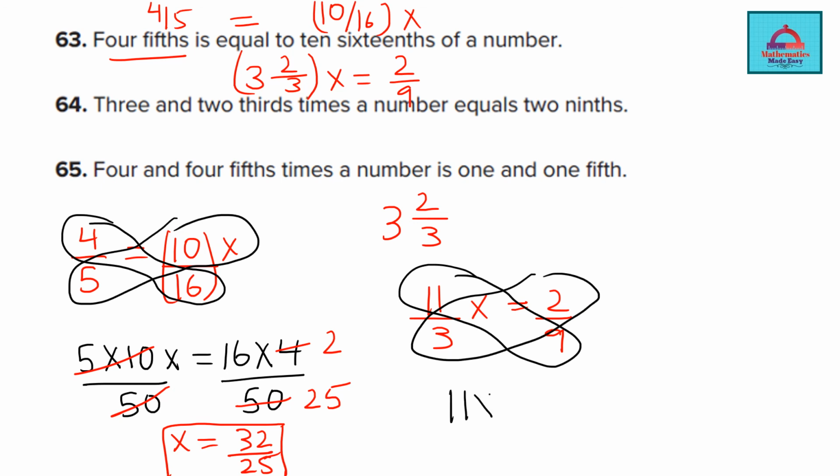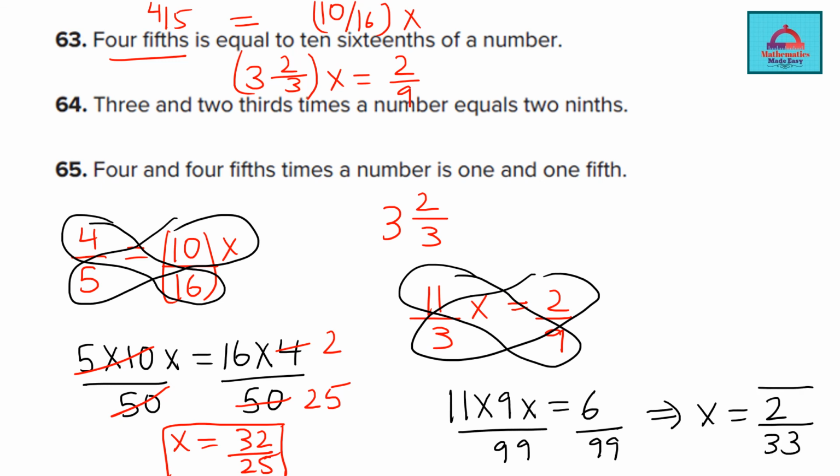So 11 multiplied by 9x is 6. Divide by 99. So this gives you x is equal to 2 divided by 33. Similarly, you can solve the last one, which is 65.